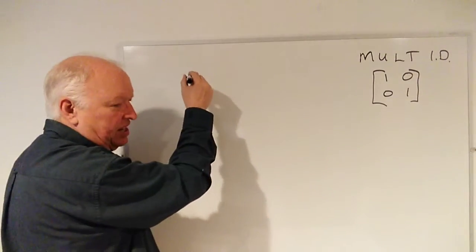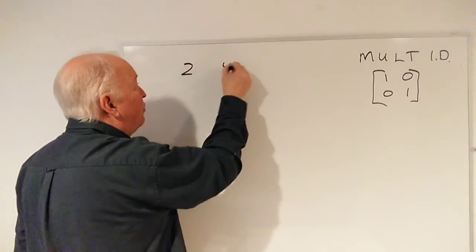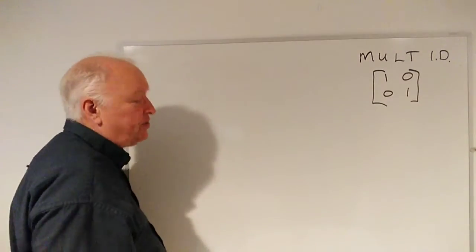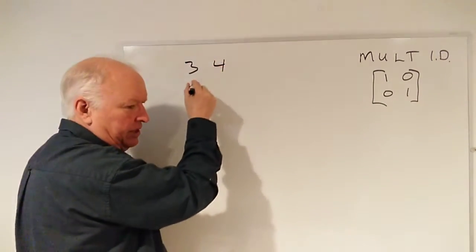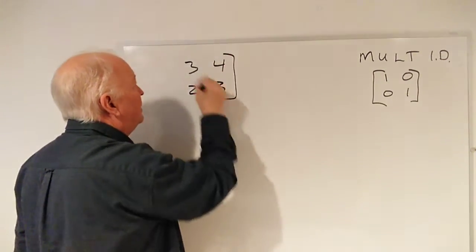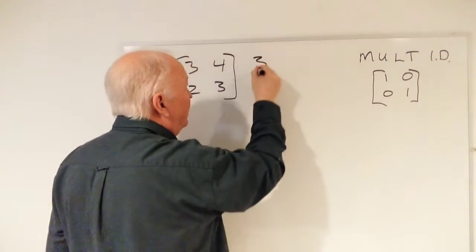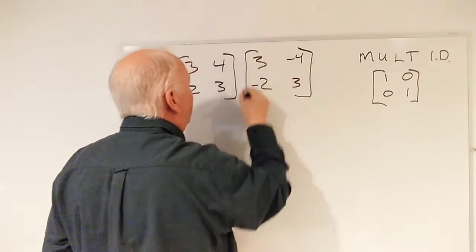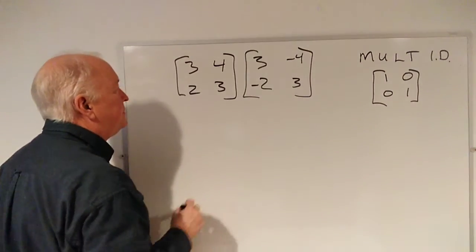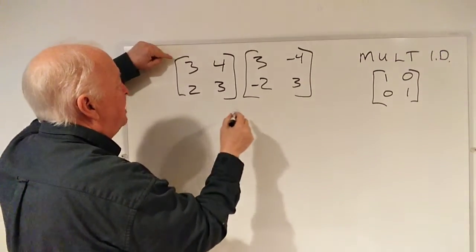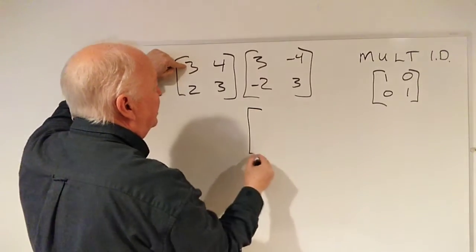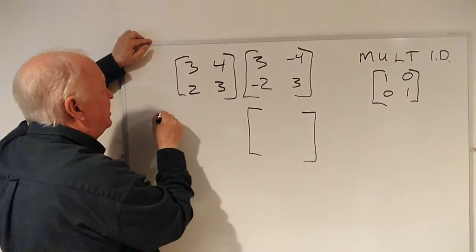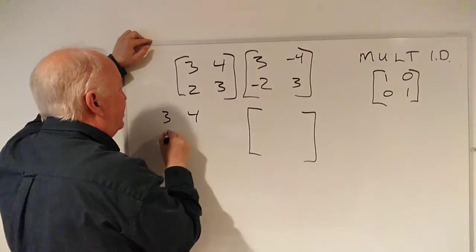So let's see. 2, 4, I'm sorry, that's not going to work. Let's try this: 3, 4, 2, 3 times 3, -2, -4, 3. Let's multiply these together to see what we get. Well, it's going to be a 2 by 2 matrix, so we'll do each element. The first is going to be row 1, 3, 4 times column 1, 3, -2.